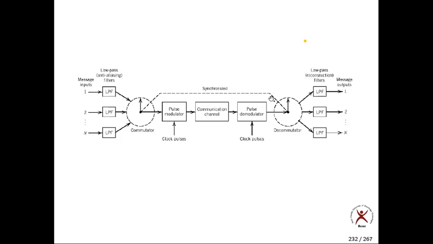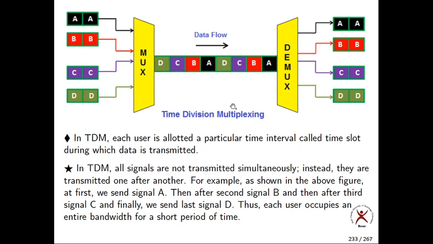So the commutator and decommutator are two important components of time division multiplexing. They simply collect the samples. The commutator will collect the samples of the given multiple signals which are to be transmitted, and the decommutator will distribute them. We will see with an example. So this is a simple time division multiplexing scenario. Here we have 4 users who want to transmit over the same channel but at different times. This is called multiplexing and demultiplexing, or demux.